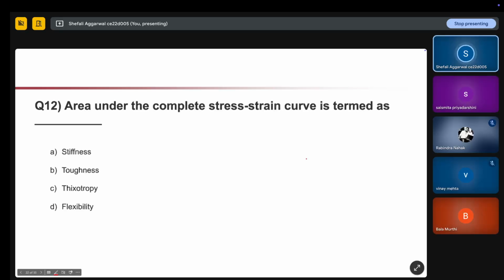Area under the complete stress strain curve is termed as stiffness, toughness, thixotropy, or flexibility. Stiffness, okay. It should be toughness. So we talked about it. The area under the stress strain curve will give us toughness, not stiffness.